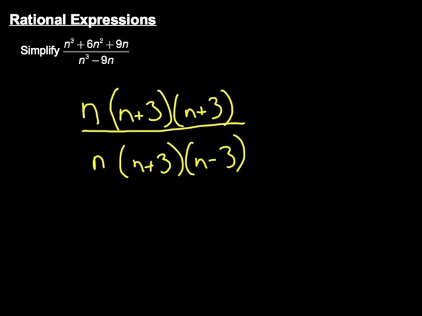Once again, we cancel out any factors. N by itself cancels with n by itself. N plus 3 cancels with n plus 3. These two are different, so they get left behind. N plus 3 in the numerator. N minus 3 in the denominator. There's your final factored form. That's fully simplified.